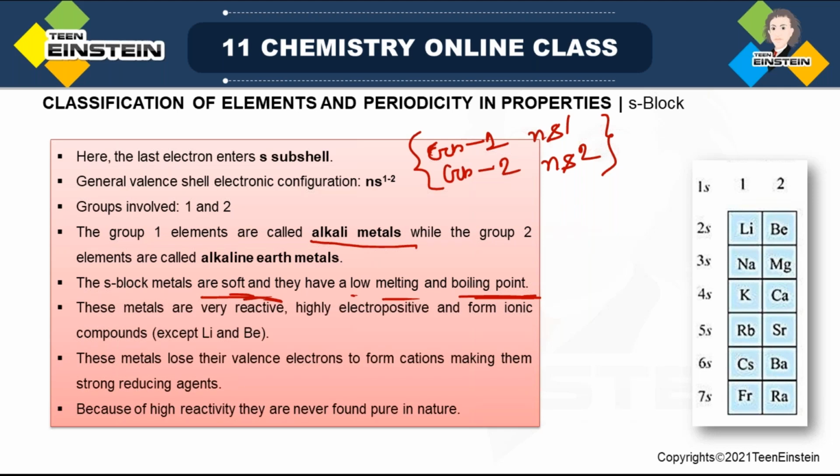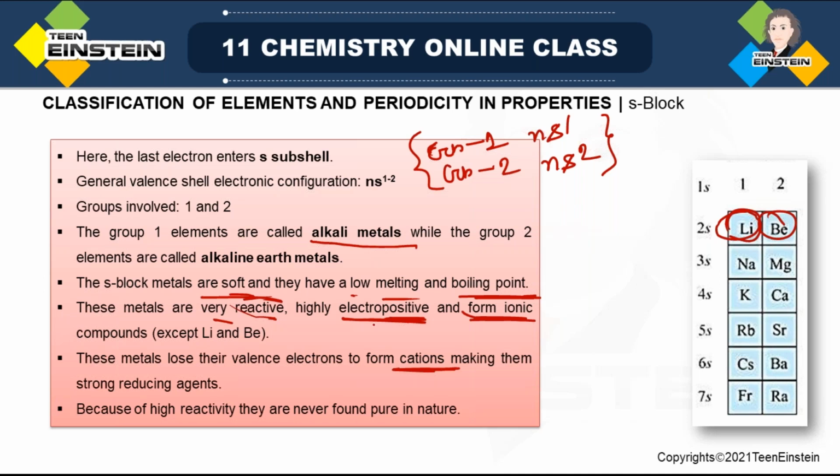Now these metals are very reactive. They are very electropositive and they form ionic types of compounds. The only exception is these two, the first members of both groups, which have some difference. But except these two, for other elements, from sodium to francium and from Mg to Ra, all form ionic types of compounds. These metals lose their valence electron to form cations, making them strong reducing agents.